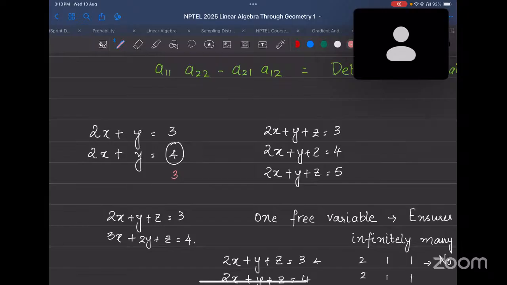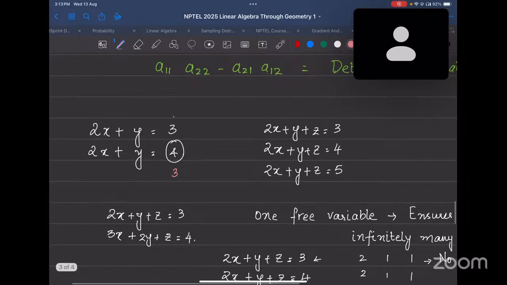Infinitely many solutions. So, what is it that allowed you to say that it had infinitely many solutions? The value that is there on the right hand side. Is this correct? Yes, sir. In Ax equal to b, the b tells you whether there is a solution or not, whether the system is consistent or not.